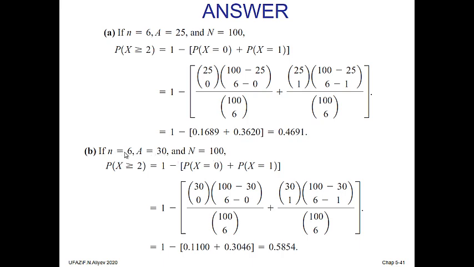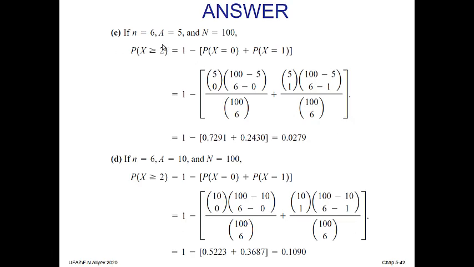In part B, they ask to find the probability that, among 100 batteries, 30 are improper. We select 6, the number of improper batteries in the population is 30, and the population size is 100. Again, we want to find the probability of the same situation. So again, we subtract from 1 these two probabilities. And we obtain, in this case, the answer 0.58, close to 0.59. Here, 0.47.